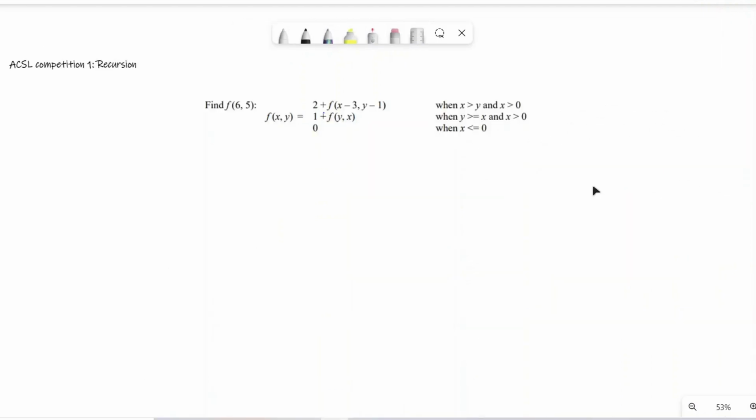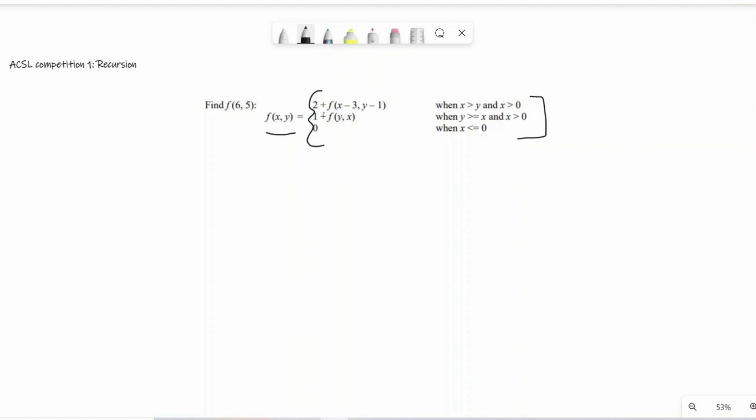Okay, so in this example, we have to find f of 6, 5. So you can see this function is a little bit more complicated than the last one because it has two variables that we have to use to solve. It's pretty similar, the same sort of process, but we just have to put in two variables and worry about them as we solve the problem. So these are the conditions over here for the piecewise function.